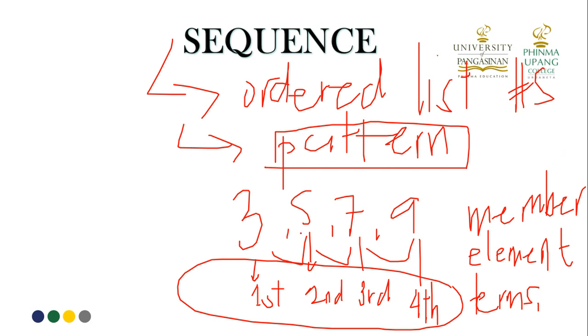And now, we have 3, 5, 7, 9, and then three dots. So, anong tawag natin sa tatlong dots, guys? Ellipsis po. Okay, that is the ellipsis. Anong meaning ng ellipsis? Infinite po. Okay, it's infinity. So, walang katapusan, infinity.